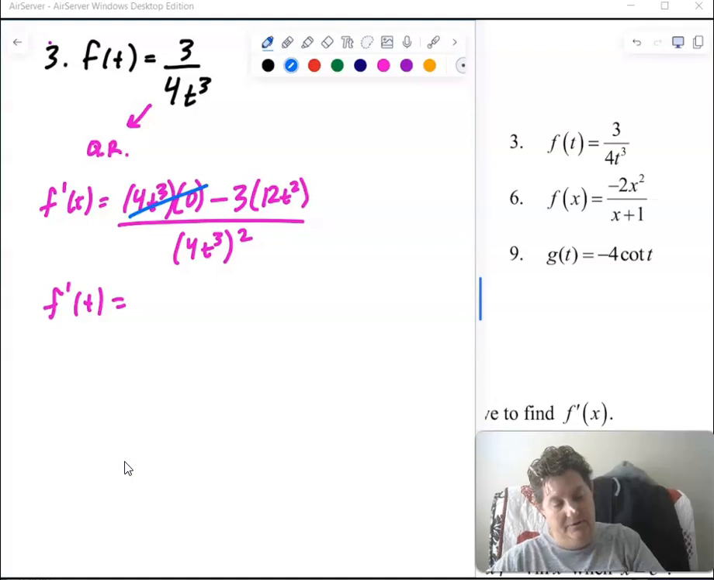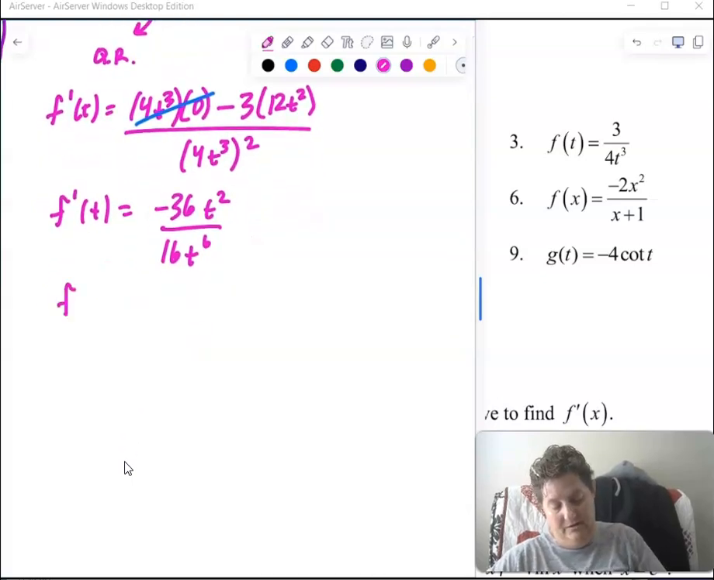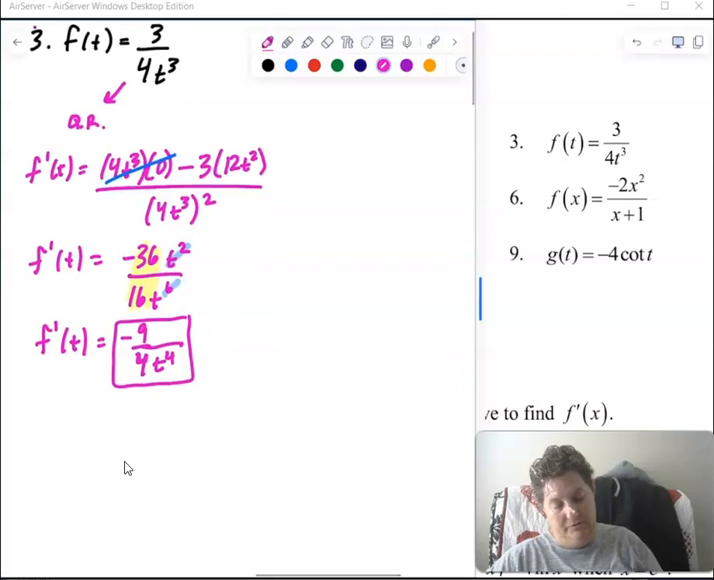Okay, now check it out. We know that that goes to 0. So this is going to give me negative 36t squared, and this is going to give me 4 squared, 16t to the 6th. Not very simple. So I could probably simplify that. What goes into 36 and 16? 4 would go in 9 times and 4 times. Yeah, 4 goes in. So 9 over 4, and then I would cancel out, so there's a t to the 4. Okay? That's how I can get it with quotient rule with simplifying it.